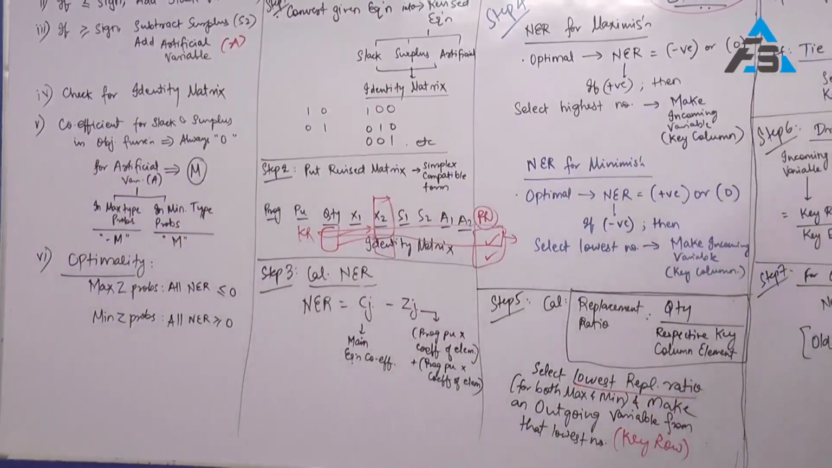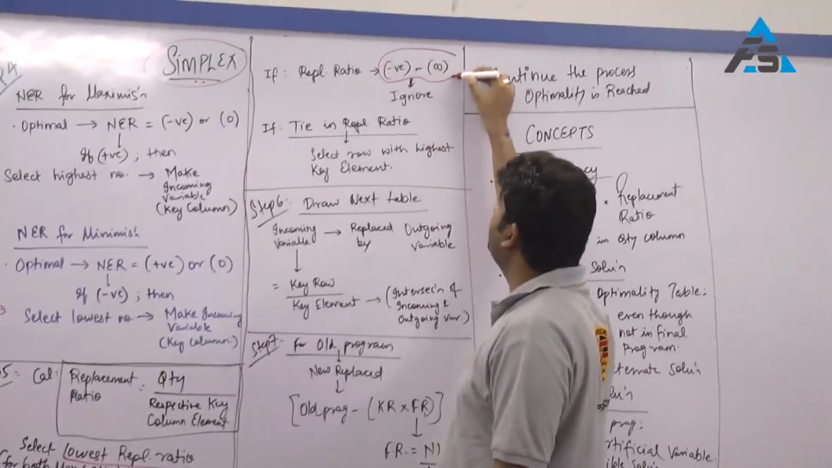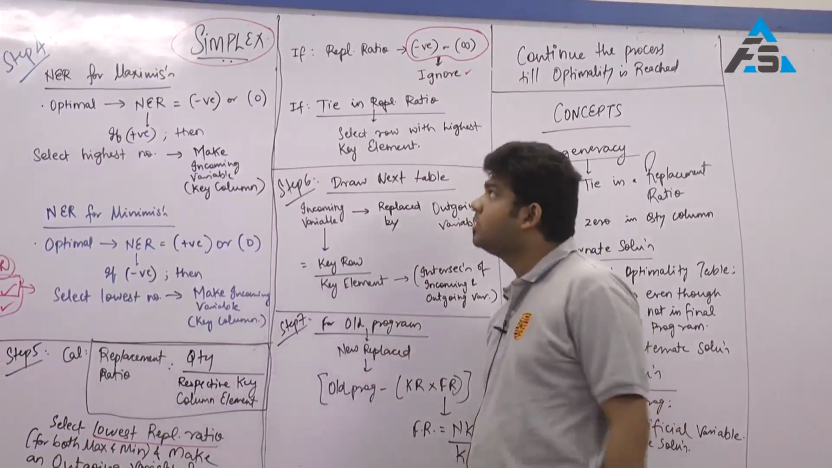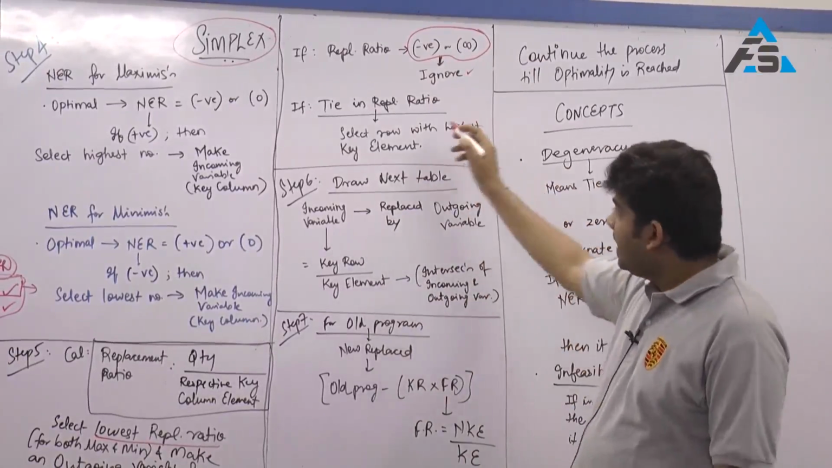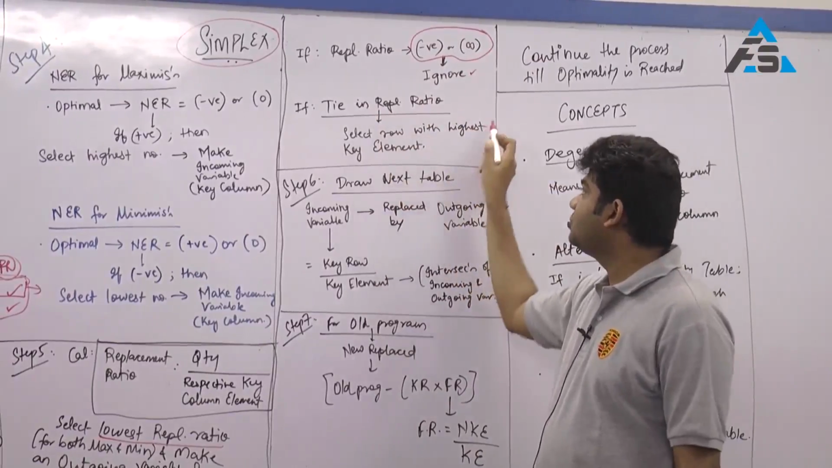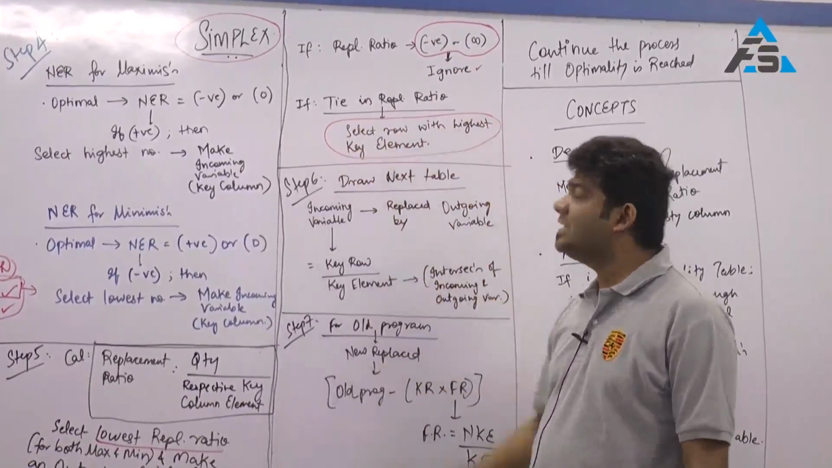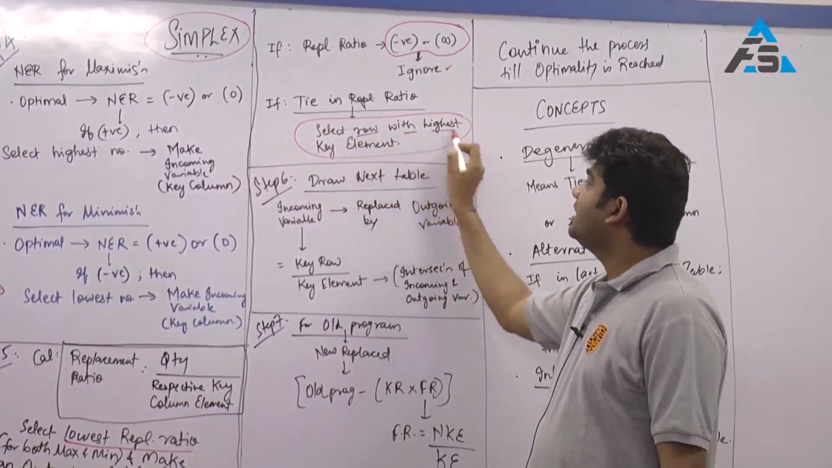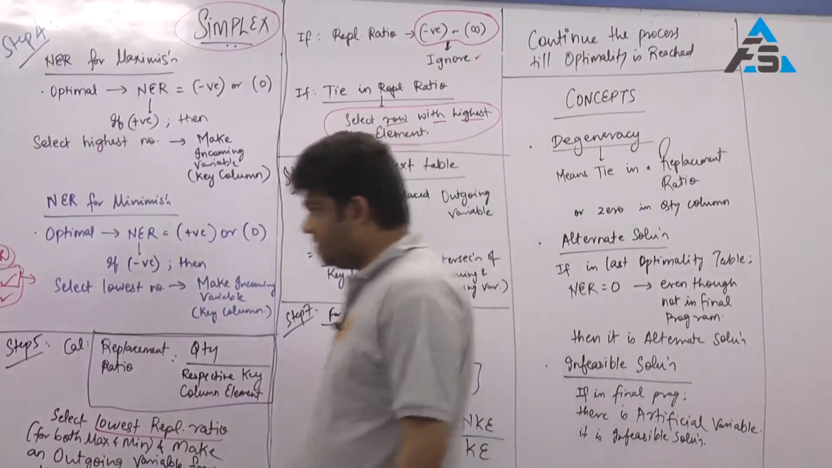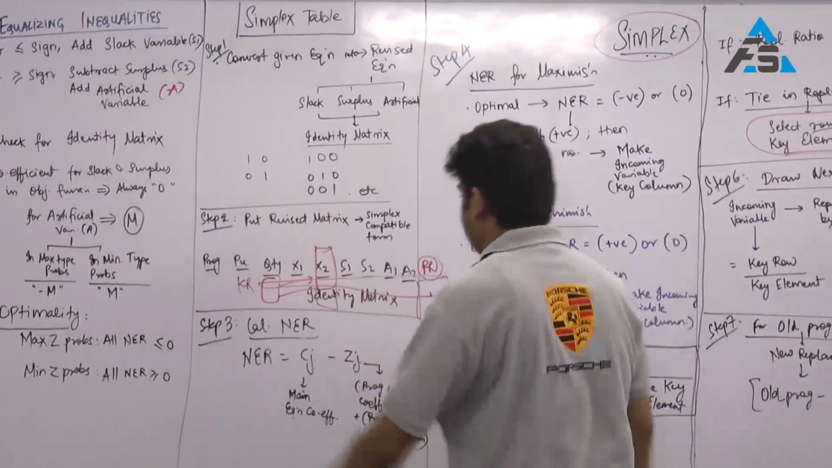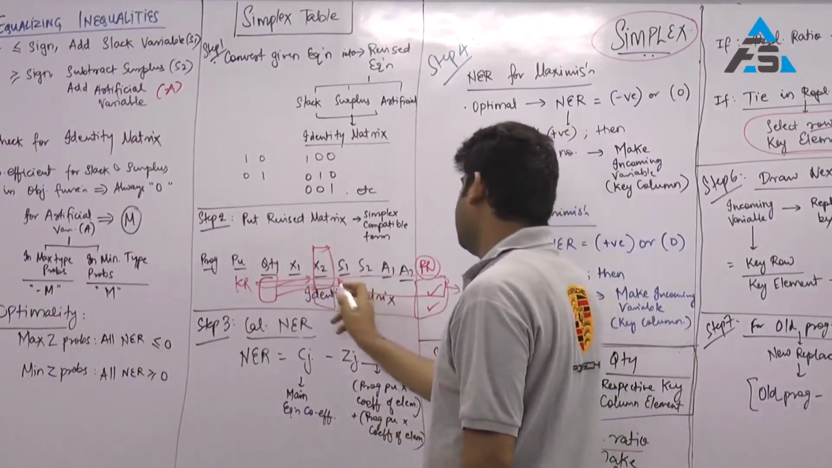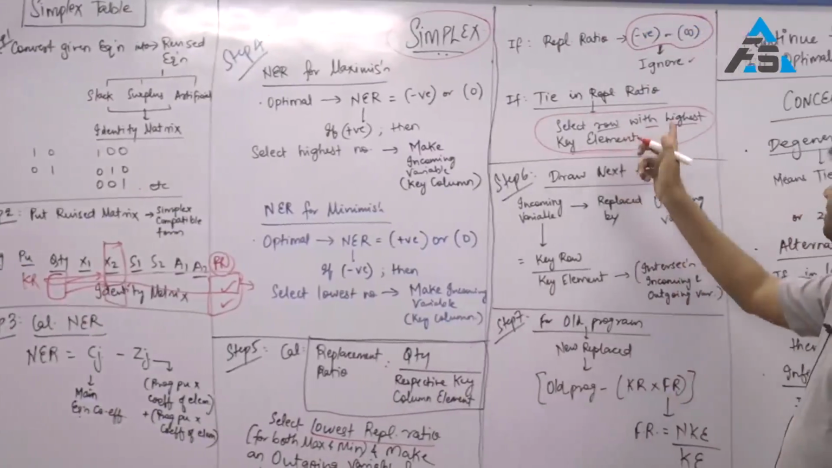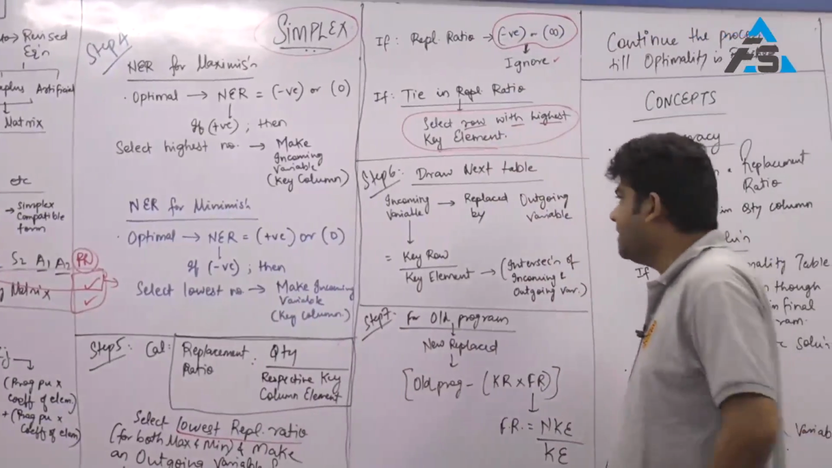In replacement, if the replacement ratio is negative or infinite, then in that case you have to ignore the replacement ratio. If there is a tie in replacement ratio, select the row with the highest key element. Alright, so select the row with the highest key element. What is this key element? So there is a key column, there is a key row, there are key elements here. So select those key elements, whichever is highest is what will form your replacement ratio.